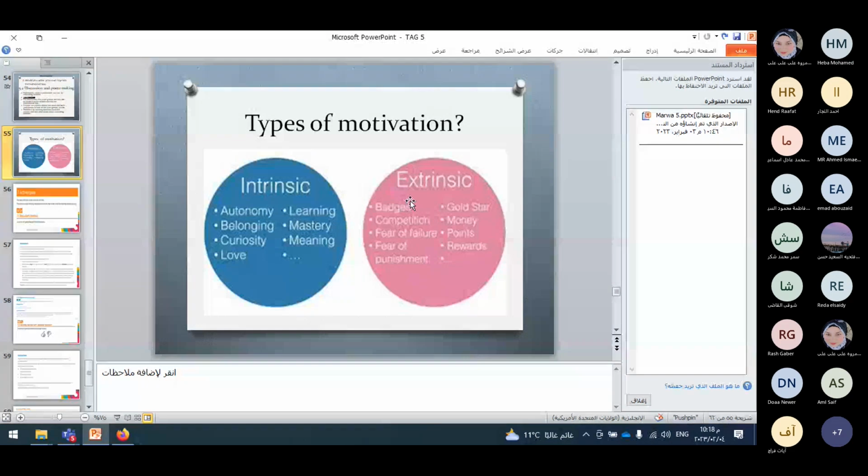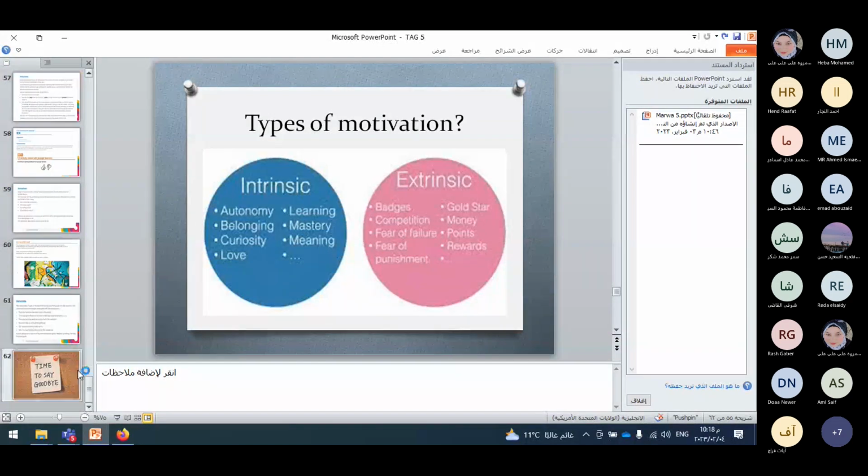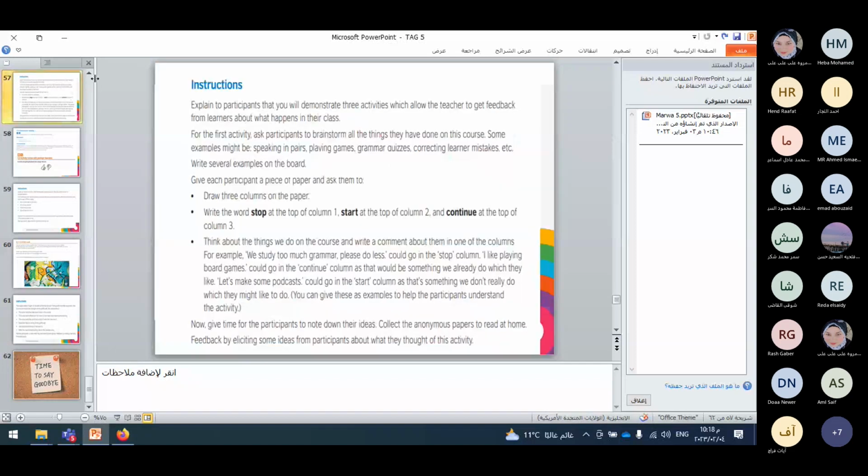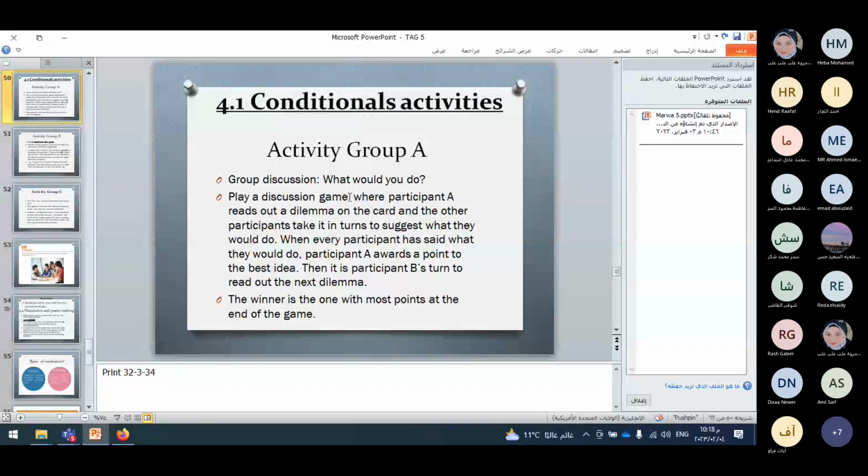Okay, now I'll provide you with some more activities that you can use when practicing the grammar itself. I had here some more activities, activity A and B and C. Okay, we have 3 activities to use while practicing the conditional if. We have activity A. I'll tell you about it. It's called "What Would You Do?"